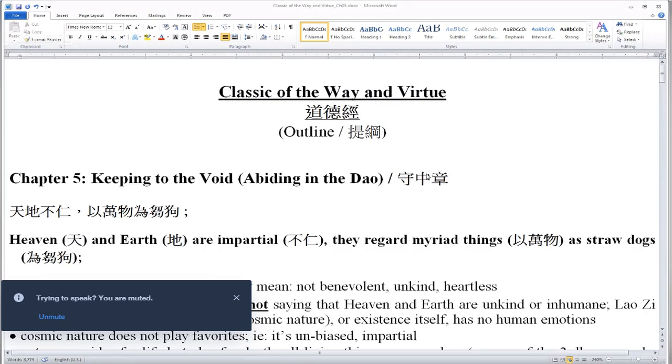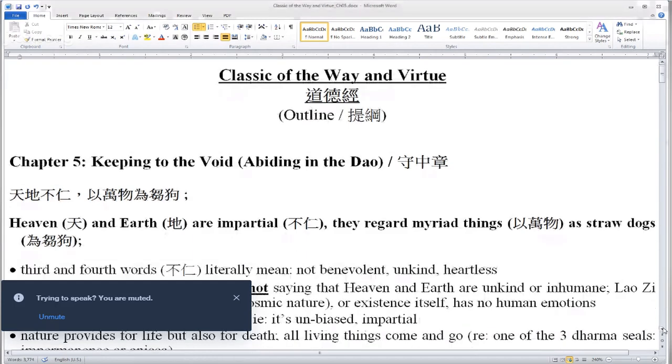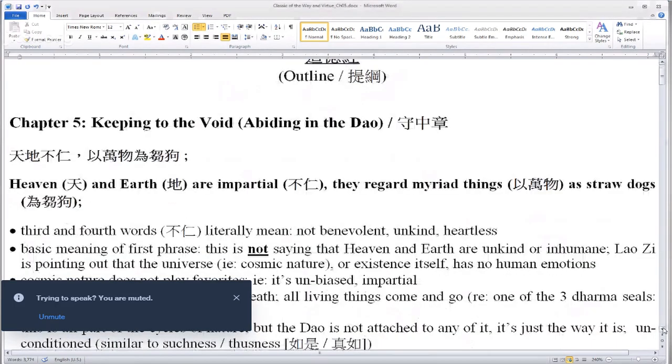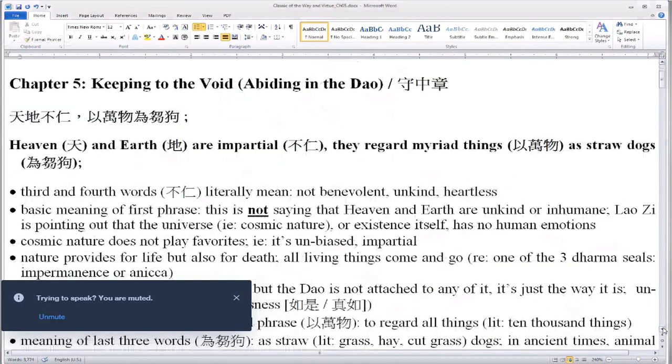I'll get to the interpretation of that towards the end because it's the last phrase of the chapter. So shou means to maintain, keep it, but we'll go to the translation of that phrase at the end. Okay, so this is chapter 5. It's only 5 lines. So here's the translation of the first phrase.